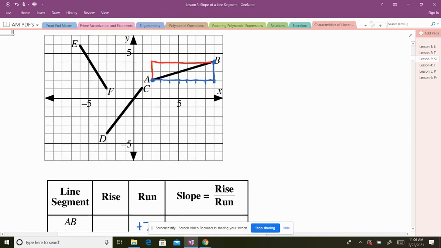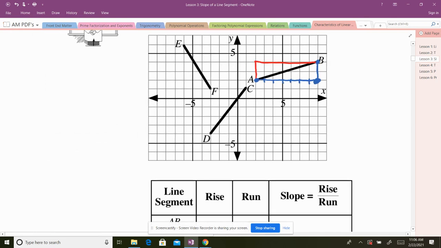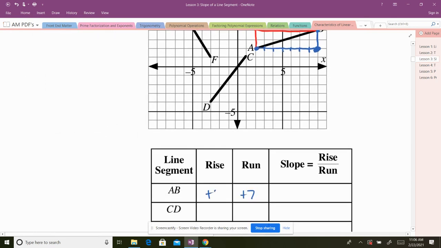Now, you finish at this corner. Okay, right here. That's where we finished. Now we go up to B from that point. 1, 2. So what's my rise? Positive or negative? Positive, because we went up. Slope is rise over run. My rise is 2. My run is 7. So your slope is 2 over 7.